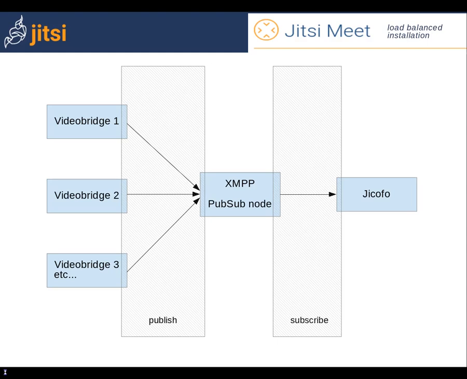All you need to do in order to have load-balanced video bridges is to configure each video bridge to publish its statistics on a pub/sub node in the internal XMPP server, Prosody in our case and by default, and then configure Jicofo to subscribe to this node.